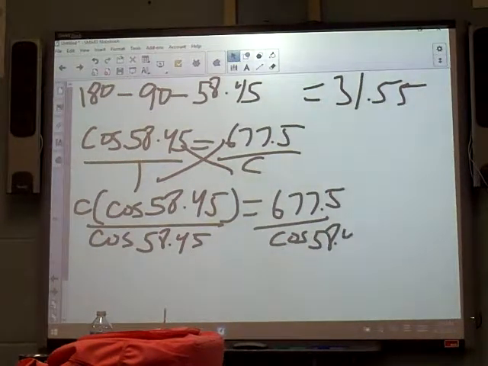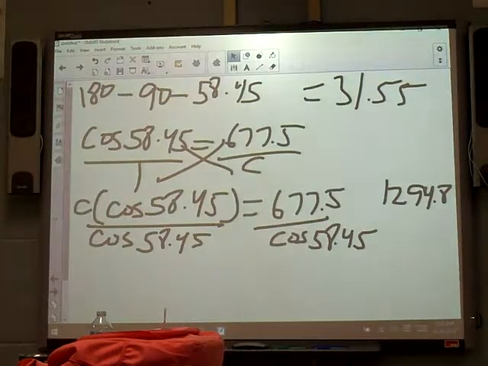What is that? Is that 677.5? Yeah. Okay, that ended up getting us 1,294.8. So that could be either A or C. Got it narrowed down to A or C now. 1,294.8. Okay, so now we got to find side B.